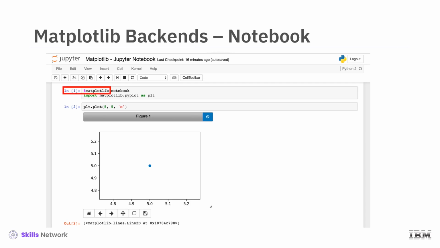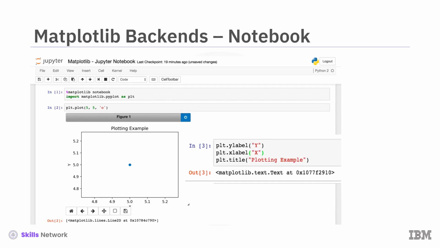With the Notebook backend in place, if a plt function is called, it applies them to the active figure if it exists. If a figure does not exist, it renders a new figure. So when we call the plt.plot function to plot a circular mark at position 5, 5, the backend checks if an active figure exists. Since no active figure exists, it generates a figure and adds a circular mark to position 5, 5. And what is beautiful about this backend is that now we can easily add a title or labels to the axes after the plot was rendered without the need of regenerating the figure.